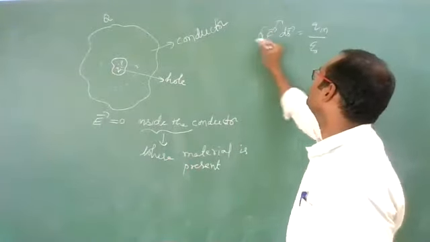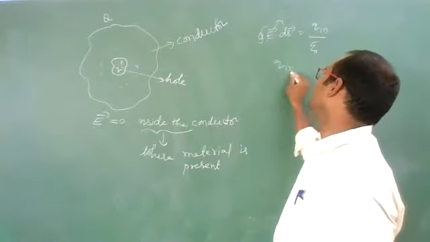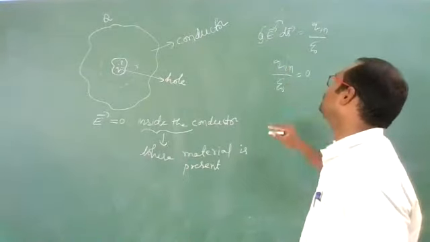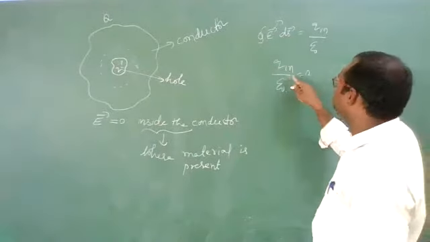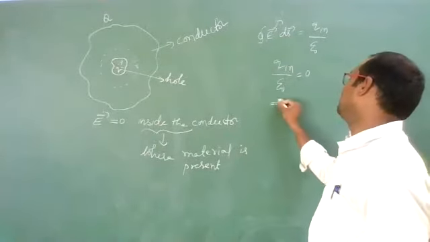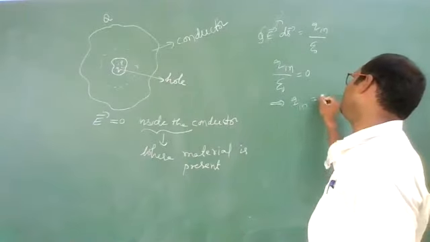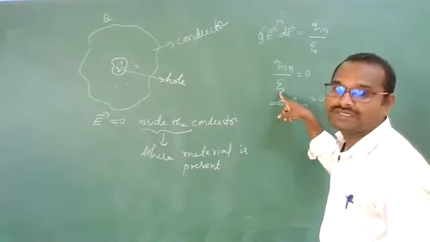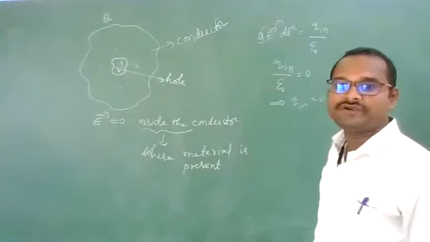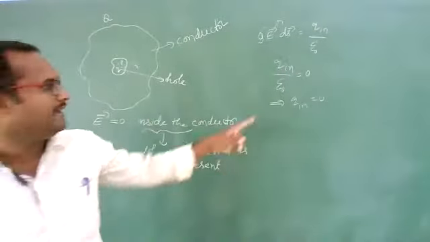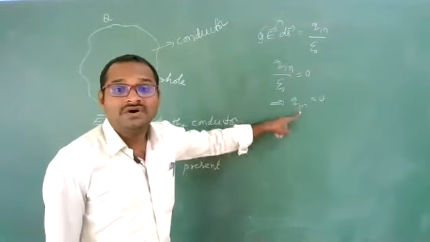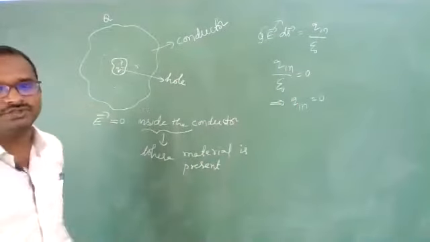If this is 0, then Q inside by epsilon naught should be equal to 0. Epsilon naught cannot be 0, it is a fixed value, 8.854 into 10 to the power of minus 12 Coulomb square per Newton meter square. So Q inside should be equal to 0. Now the charge inside that cavity must be 0.